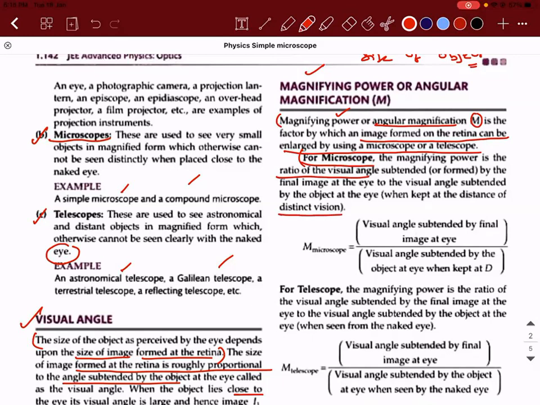So it is very simple. Listen to this carefully. I want everybody to write this. Write capital M with a subscript microscope. The magnifying power of a microscope is defined like this: the visual angle subtended by the final image at the eye divided by the visual angle subtended by the object at the eye when kept at the least distance of distinct vision.